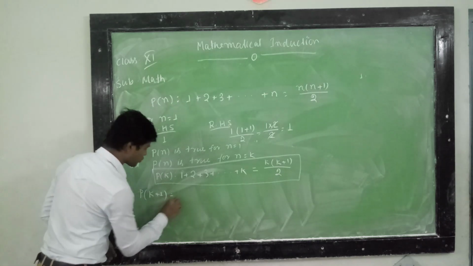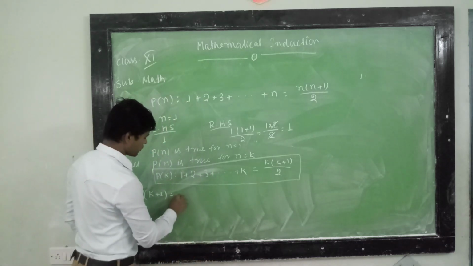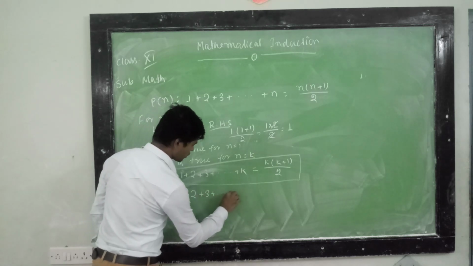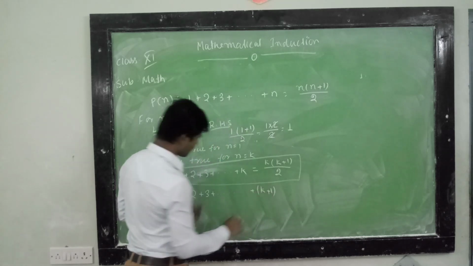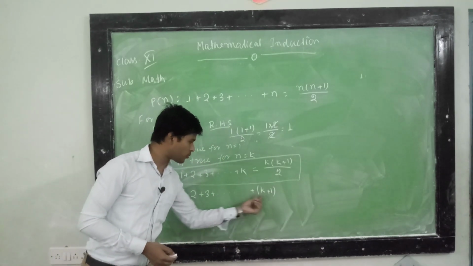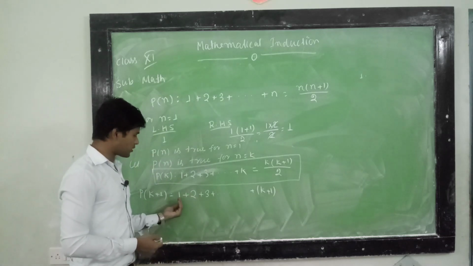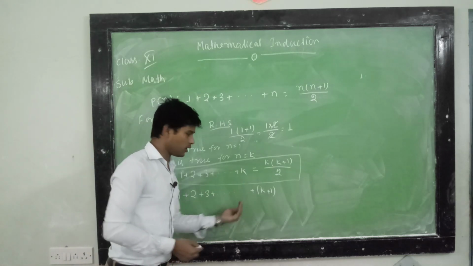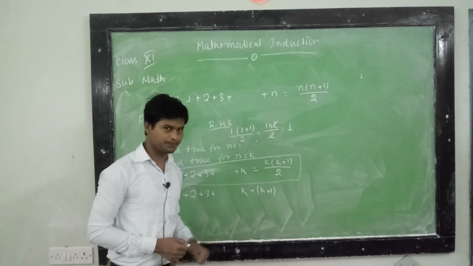So P of k plus 1 means the sum of first k plus 1 natural numbers, that is 1 plus 2 plus 3 plus dot dot dot plus k plus 1, the sum of first k plus 1 natural number. So can you say what is the previous term of the last term? Previous term of the last term, look here, the numbers are increasing gradually one by one, so its previous term will be k and then k plus 1.